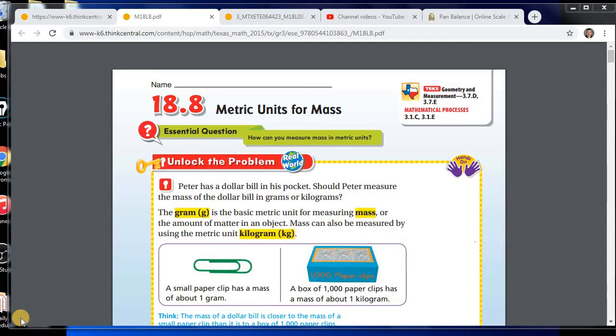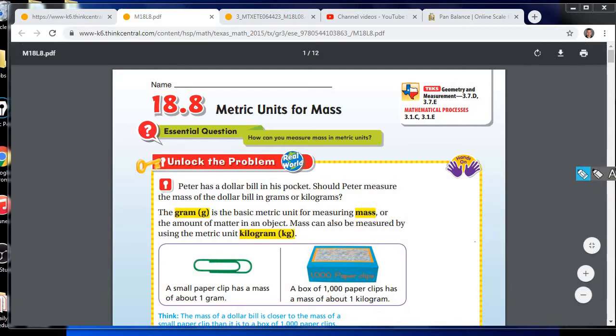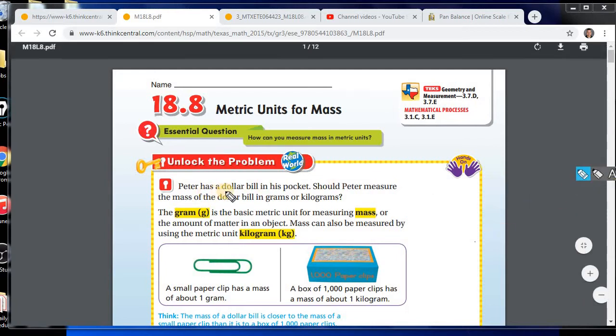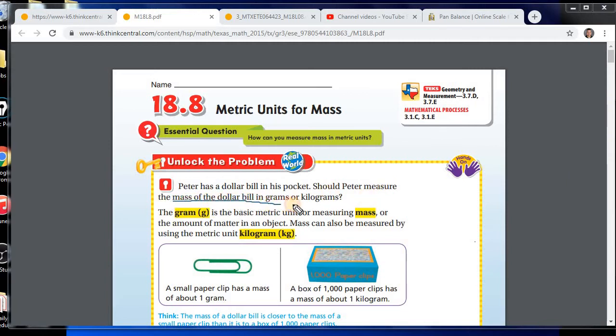You can put this in your math notes. So metric units for mass would be in your table of contents, and you would record the information that's highlighted in yellow here. So let's take a look real quick at what they're telling us right now. It says Peter has a dollar bill in his pocket. Should Peter measure the mass of the dollar bill in grams or kilograms?